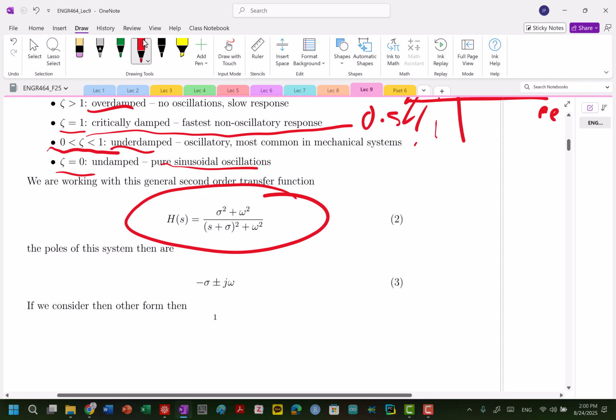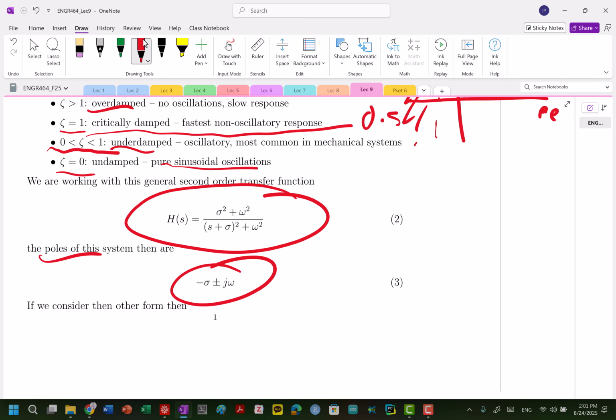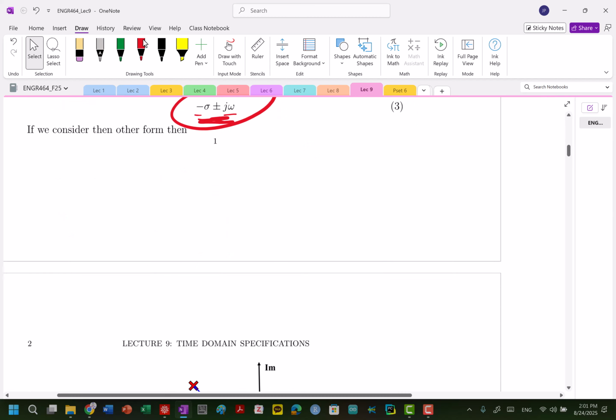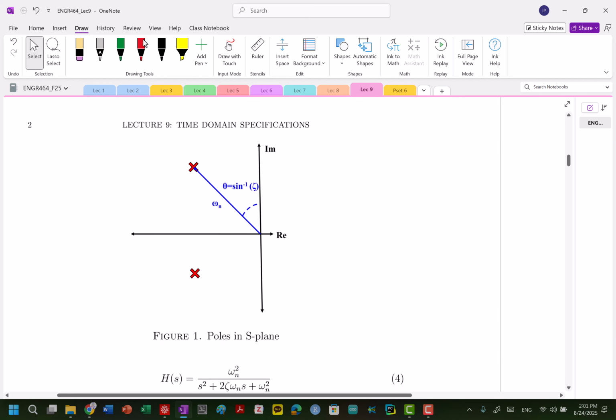So this is our second order transfer function. We do have some values of zeros, but again, the poles determine the response of the system. That's what we're interested in right now, and this is what we're looking for. We have one pole that is essentially real, and we have our imaginary pole here, sigma, omega. And we can start to plot those out.